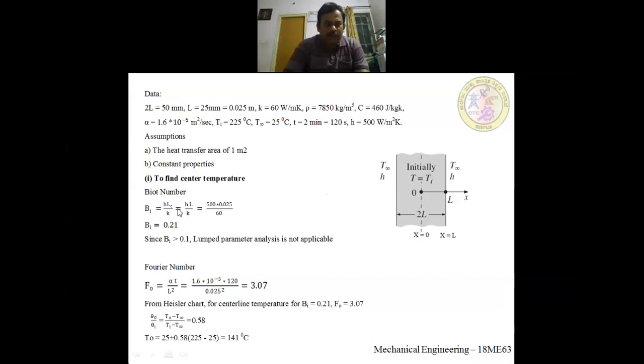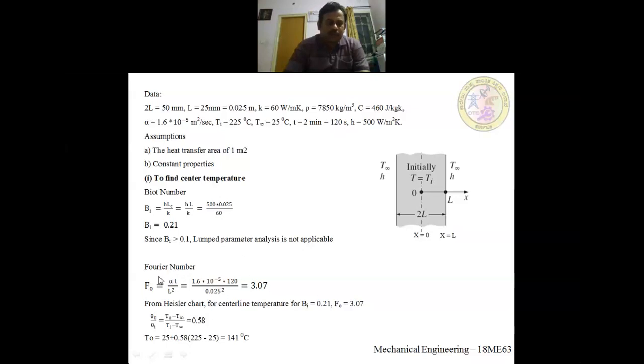So first we have to calculate the Biot number, which is given by hL by k. h is the heat transfer coefficient, L is half of the length of the plate, divided by the thermal conductivity. h is given as 500, L is 25 mm, or in meters 0.025, that is half. Thermal conductivity is 60, so the Biot number is 0.21. Once you have the Biot number, it is greater than 0.1, so lumped parameter analysis is not applicable, and then you have to go for the chart solution.